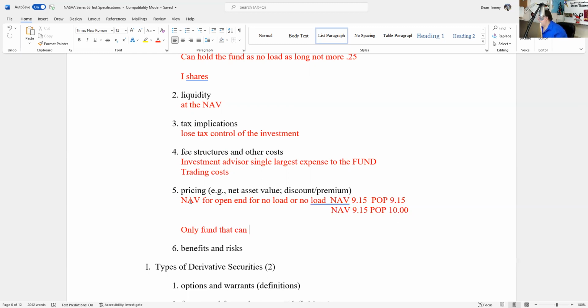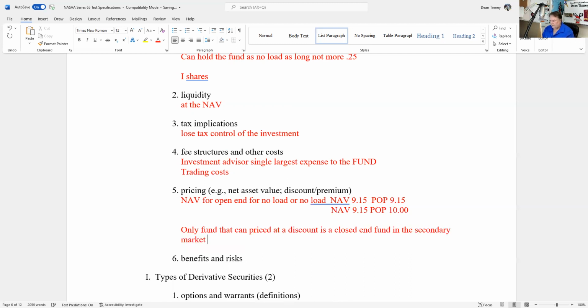So that's my second 15-minute segment, which means we're at 30 minutes basically. The only fund that can be priced, I'll put it that way, at a discount in the secondary market is a closed-end fund. And what we're saying here is they can actually ask you to pick this out of the lineup as being the closed-end fund. I told you just high probability.